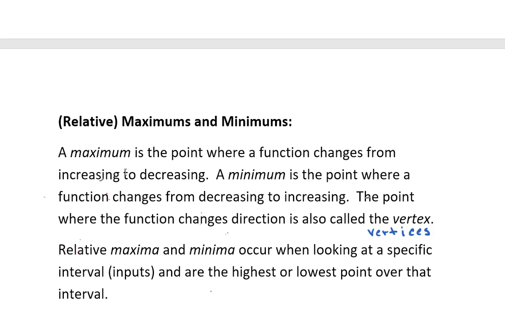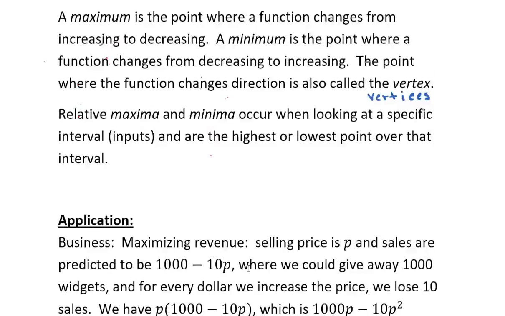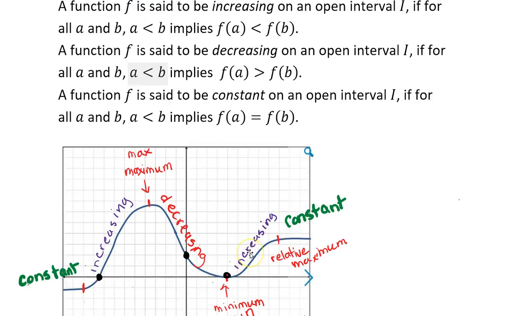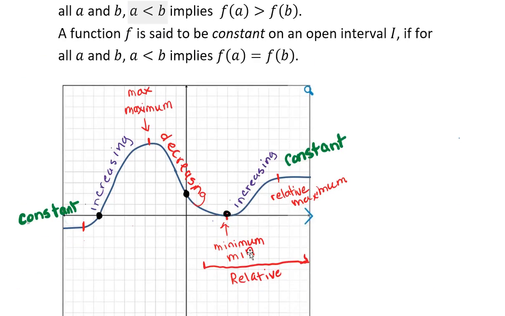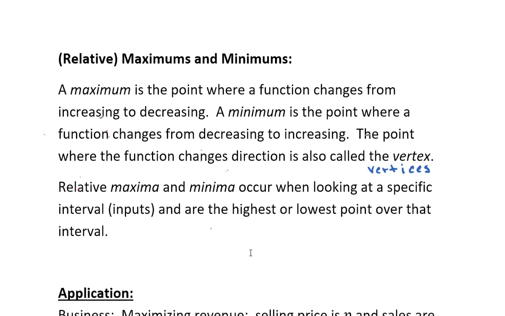So our minimum and our maximum occur when the specific intervals, you're looking over those and you find the highest or lowest point over that interval. Okay, so you can say a minimum is a vertex, you can say a maximum is a vertex, min and max, you can use that shorthand. Relative maxima is plural, minima is also plural, right? So you can have more than one. So that gives you a bunch of vocabulary there, and hopefully that will help things make some sense.